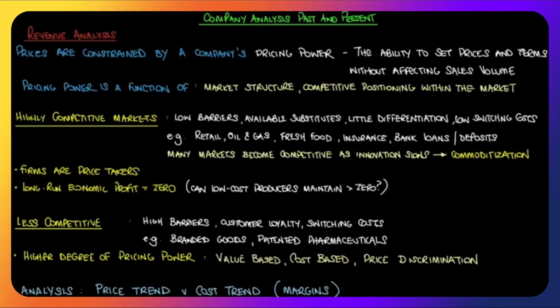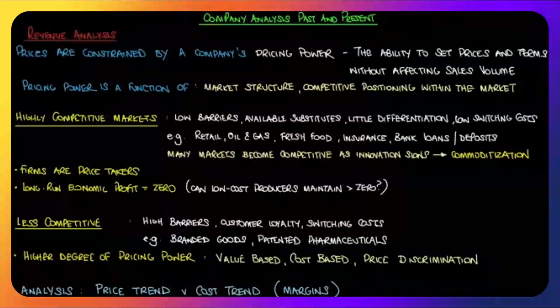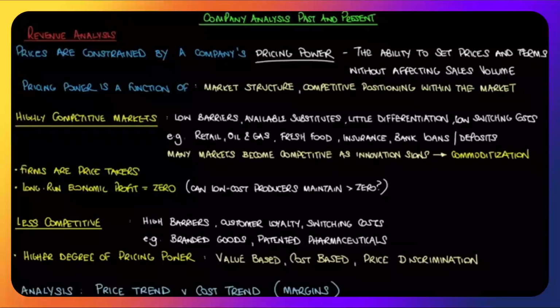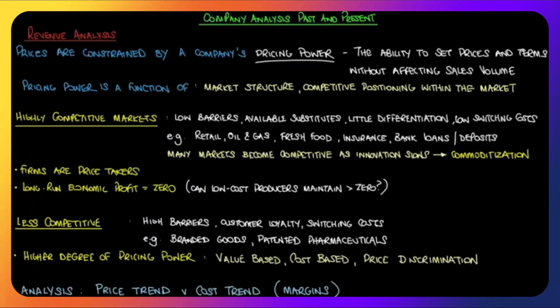What drives it? Well, prices. How can you set your prices? What constrains them? Well, the pricing power of the company. Do you have the ability to set prices and terms without affecting sales volume? That is the definition of pricing power. If you have pricing power, you are able, at least to a certain extent, to dictate to the customer what they should be paying and when they should be paying it.